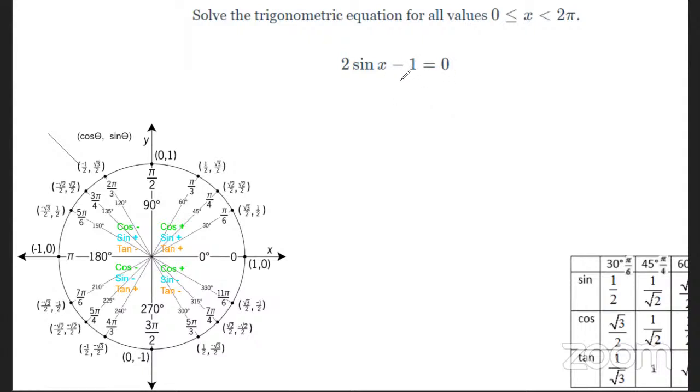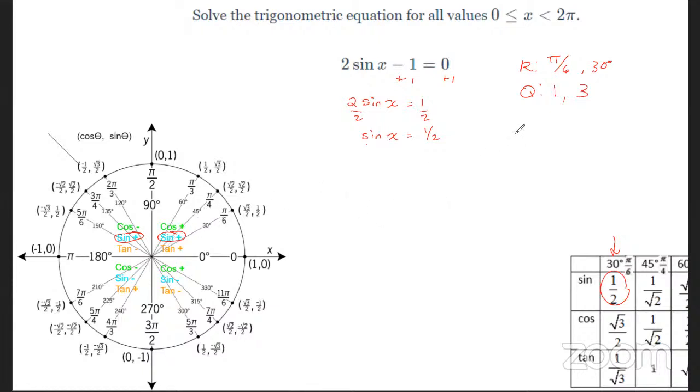Well, we're going to undo any addition and subtraction first, so we're going to add 1 to both sides: 2 sine x equals 1. Now we're going to undo any multiplication and division, divide both sides by 2, and we're going to be left with sine of x is 1/2. So when we look at sine, we find 1/2 right here. So again, our reference angle is going to be pi over 6 or 30 degrees. And the quadrants we want to be in, because this is sine and it's positive, are going to be quadrant 1 and quadrant 3.